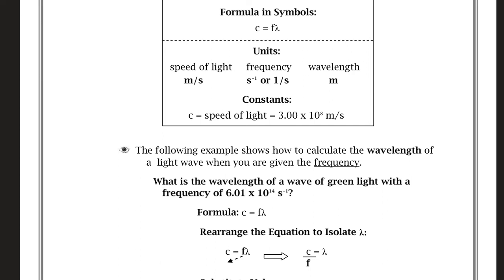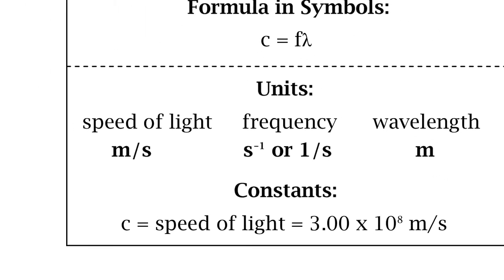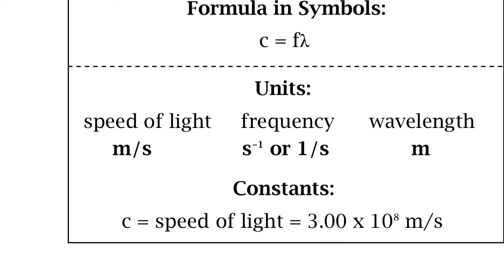Part 3 says the relationship between wavelength, frequency, and the speed of light is illustrated in the following formula. So we've got C, the speed of light, equals f, which is frequency, times the wavelength, and that has that weird symbol there. So the formula in words is speed of light equals the frequency times wavelength.